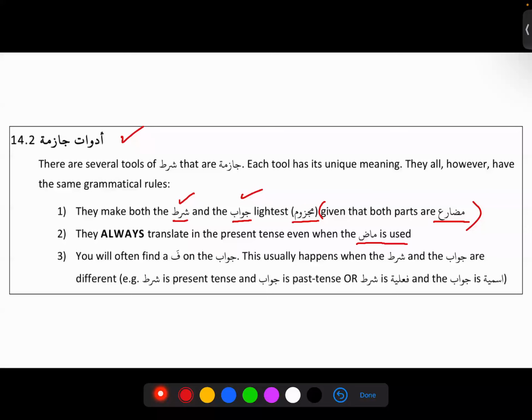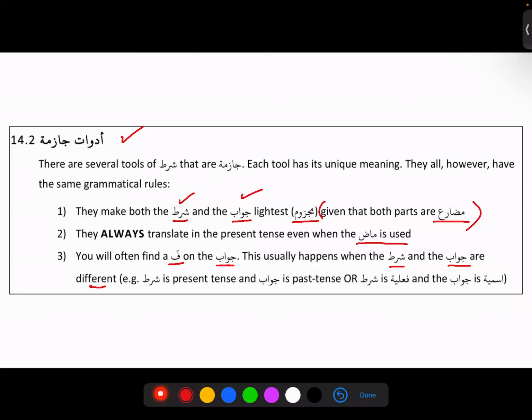So in that case, what's going to happen? It will translate into present tense. Okay, so we need to make sure that even the shart part can be in madi as well, but we are going to translate them in present tense. You will often find fa on the jawab, and this usually happens when the shart and jawab are different.